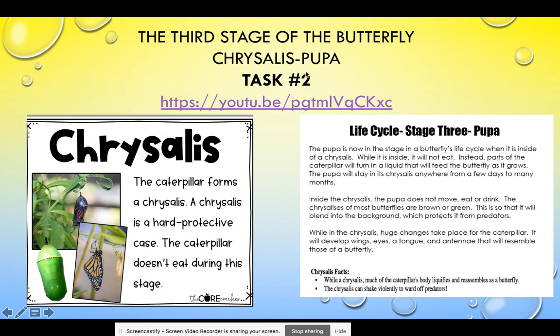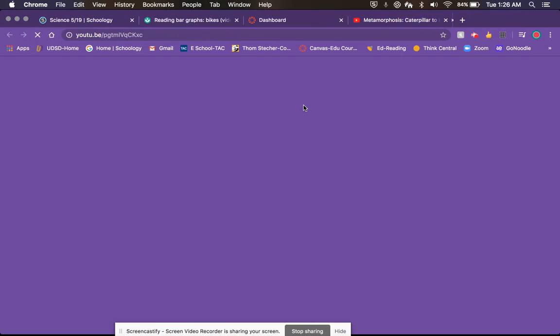3rd stage of the butterfly is the chrysalis. It's also called the pupa. Okay, that's where it's inside. Remember we said it's not a cocoon, it's called a chrysalis. It's a hard protective case, and the caterpillar does not eat during this stage. All right, you're gonna read about it. Some special facts down here. If you click on this link, it'll take you to another video.